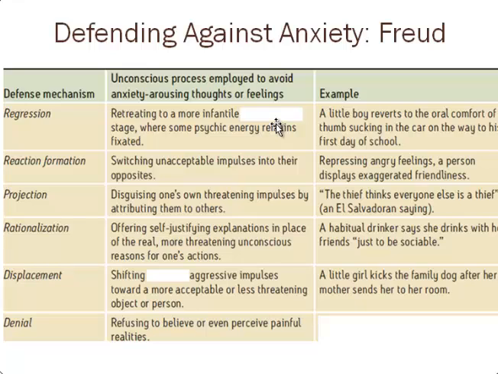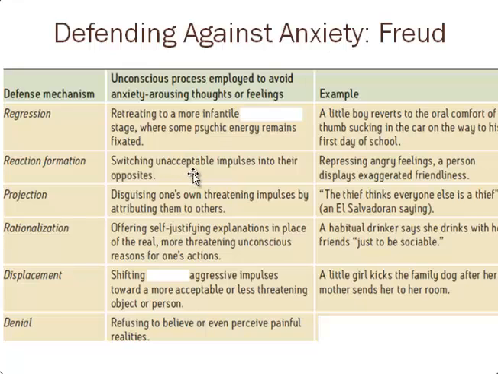If you're worried about not being able to pay your mortgage, one way of dealing with that is to regress to the point where you're not an adult responsible for a mortgage. One example is a little boy reverts to oral comfort of sucking his thumb while on the way to his first day of school. He's anxious about his first day of school, so he deals with that by internally regressing to a point where he's not old enough to go to school.